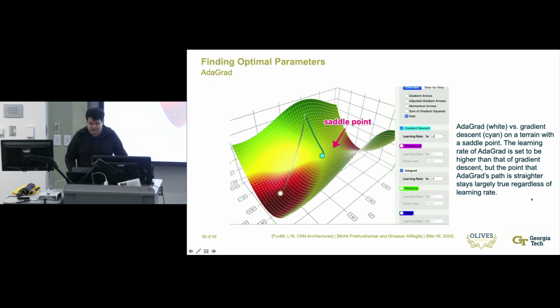The learning rate of AdaGrad is set to be higher than that of gradient descent, but the point that AdaGrad's path is straighter stays largely true regardless of your learning rate, because learning rate is something that is adapted across your epochs and iterations rather than something that you define in the beginning itself.